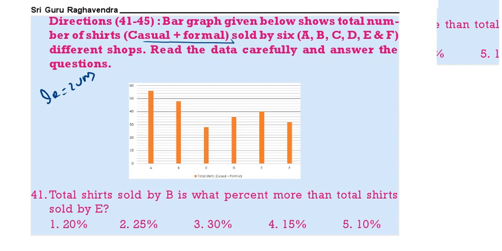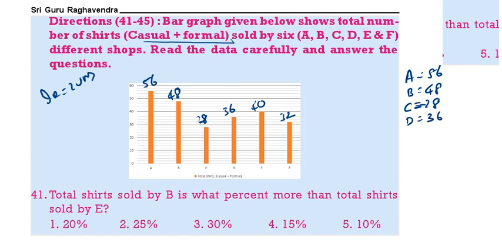A is 56, B is 48, C is 28. E is 40. D is 36. F is 32. So A is 56, B is 48, C is 28, D is 36, E is 40, F is 32. Now based on this we should answer the questions.